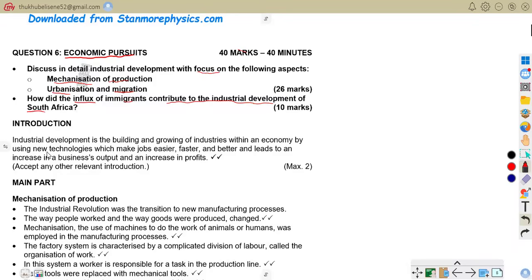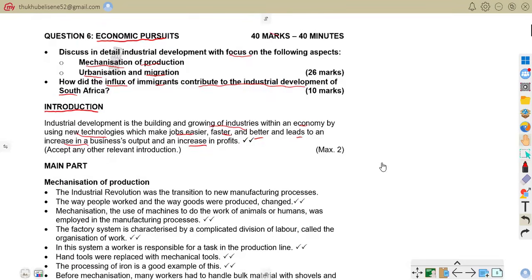So now we are on to the introduction. Industrial development is the building and growing of industries within an economy by using technology, which makes jobs easier, faster, and better, and leads to an increase in business output and an increase in profits. So accept any other relevant introduction. So now let us come to the main part.